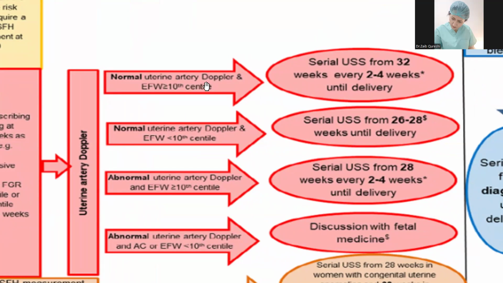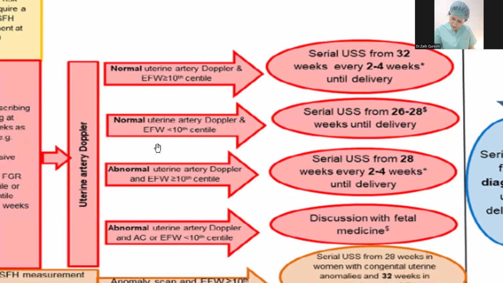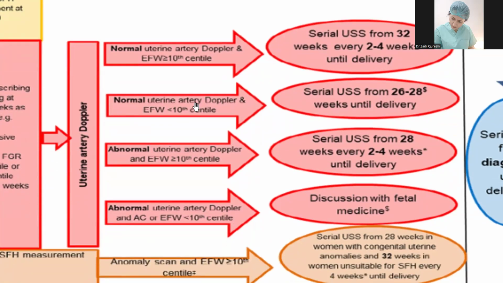Normal with uterine artery Doppler and estimated fetal weight is also normal. Means everything is normal. So you will have serial scan from 32 weeks every 2 to 4 weeks. Okay, then the second category is normal uterine artery Doppler, but weight is less than 10th centile. So you will start monitoring a bit early, 26 to 28 weeks until delivery.